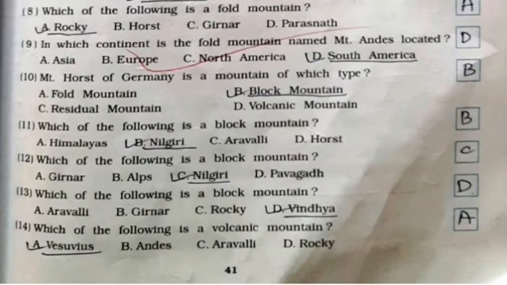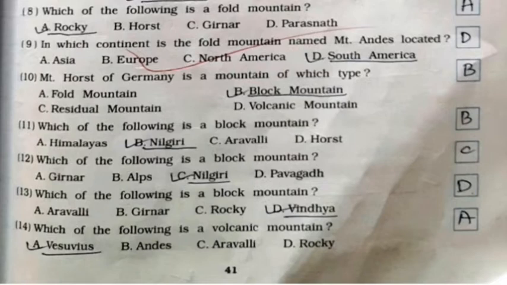10th, Mount Host of Germany is a mountain of which type? It's option number B, block mountain. 11th, which of the following is a block mountain? It's option number B, Nilgiri. 12th, which of the following is a block mountain? It's option number C, Nilgiri.